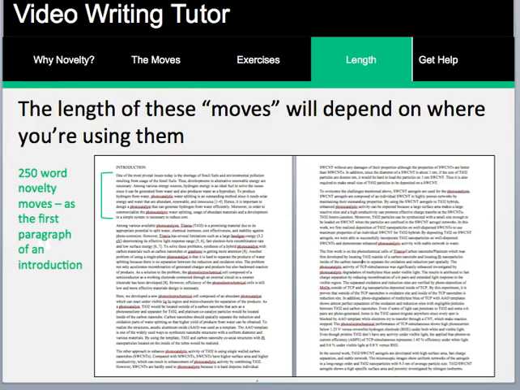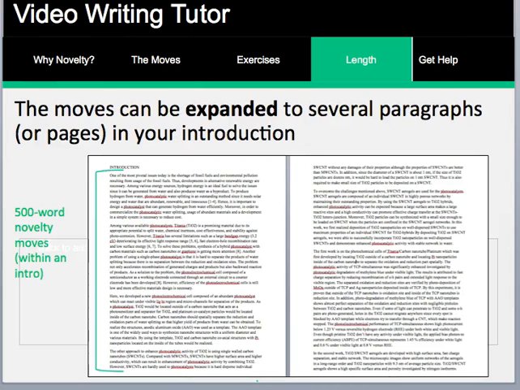A couple more notes here on where they're located. The length of these moves is going to depend on where you're using them. All of the examples that we've looked at today have been used as the first paragraph of an introduction. 250 words, just that first paragraph, just a straight shot of the novelty right at the beginning. But sometimes that's a little too abrupt, so maybe we want to expand these moves to several paragraphs in our introduction. Maybe we have one paragraph of the introduction, a couple of the status quo, a few of the gap, and then we start filling our contribution. They can also be expanded to several pages throughout your introduction, so that's an option as well.